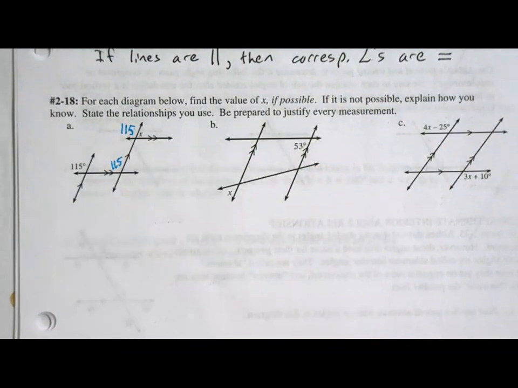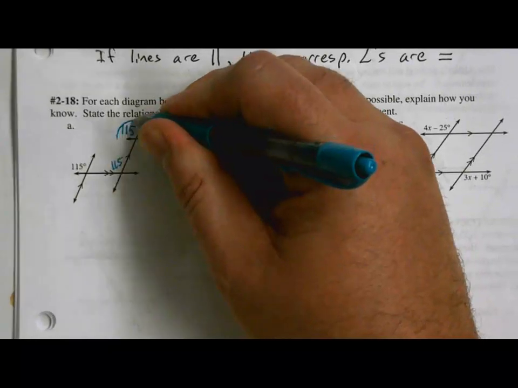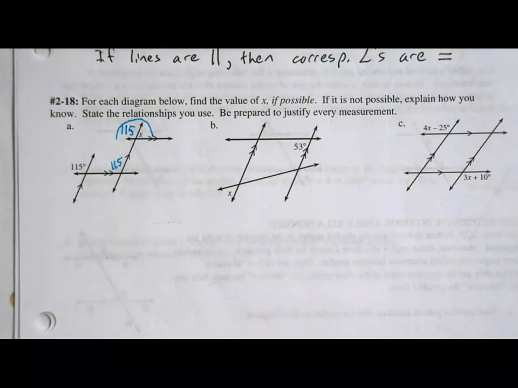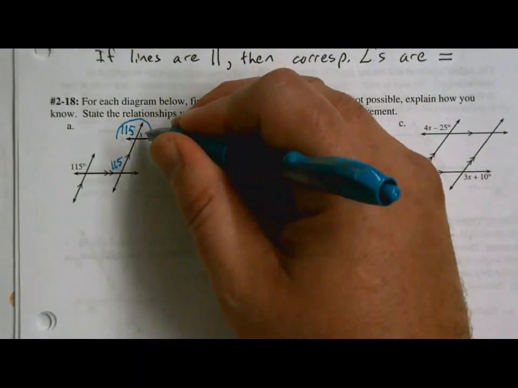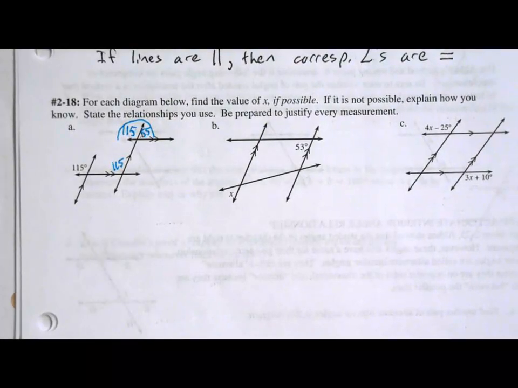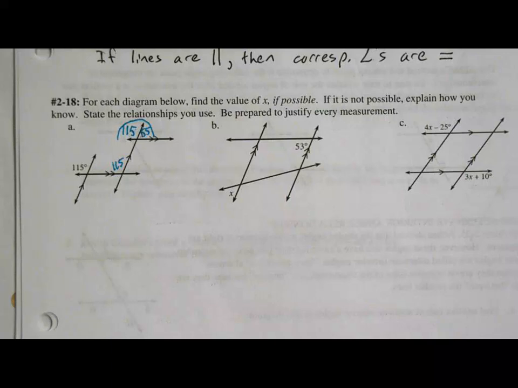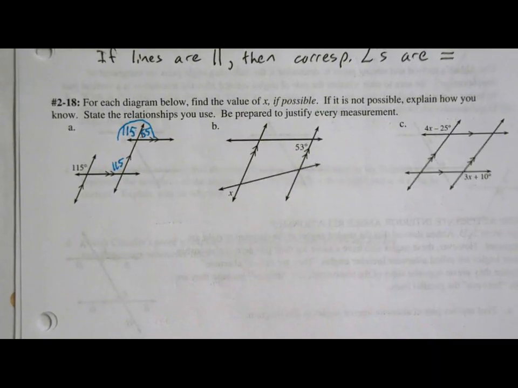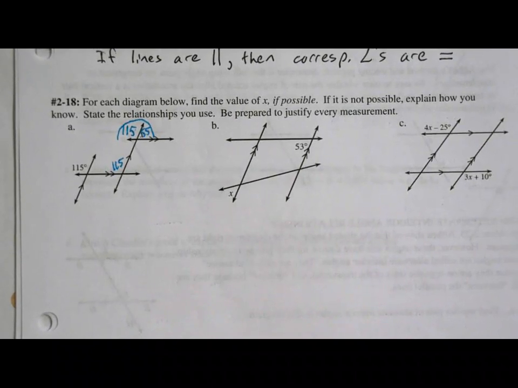Then I would say because these two angles are supplementary, they must add up to 180, and then I would do 180 minus 115 and get my answer of 55. If all I wrote was x equals 55, you'd be looking at like a 1 out of 10 on a test question. Okay, so that's where we're headed eventually. You're going to need to be able to justify these things.